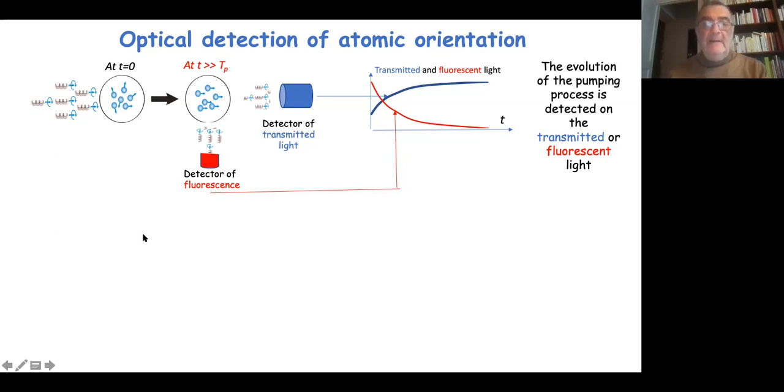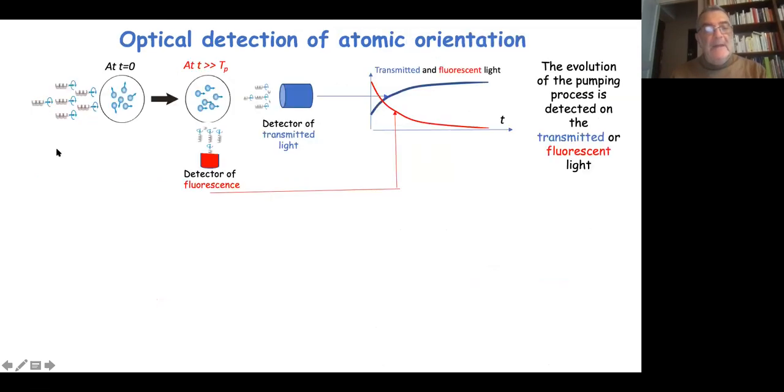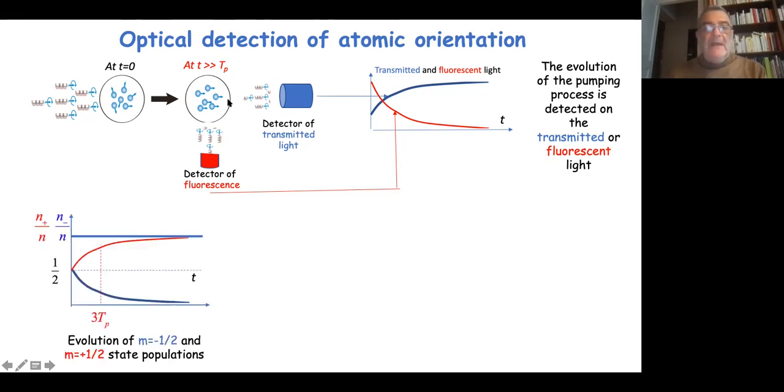How do you detect this orientation? You just have to look at the transmitted light. If the atoms, and I come back to the previous slide, you see that if the atoms are all pumped into n plus, n plus cannot absorb light anymore. The only state which can absorb light is the m = -1/2 state. So once the atoms are oriented, the transmission of light is maximum. All the light is transmitted. And if, on the other hand, you look at the fluorescence light, the light which is emitted by the sample on the side, it is the opposite.